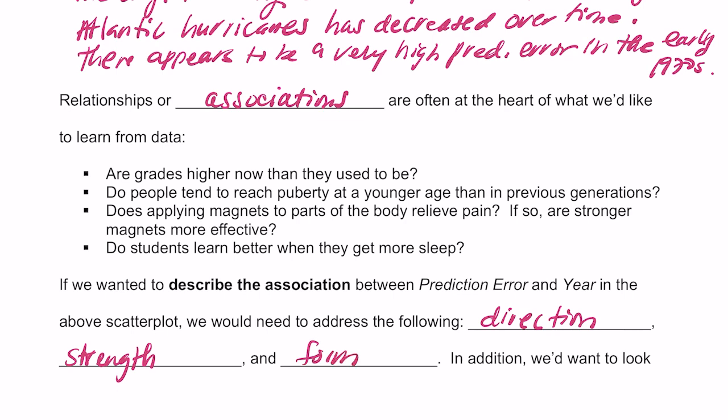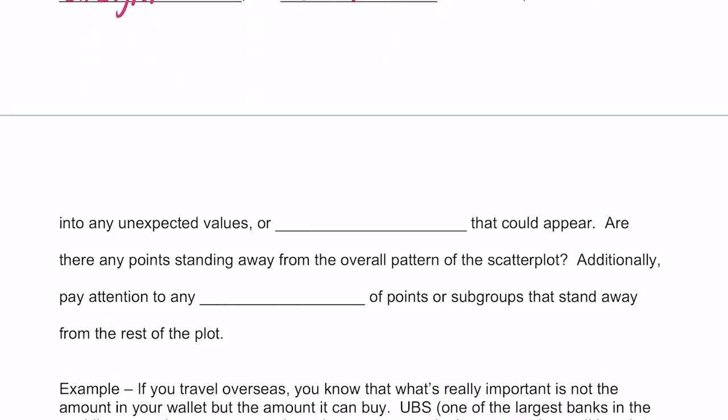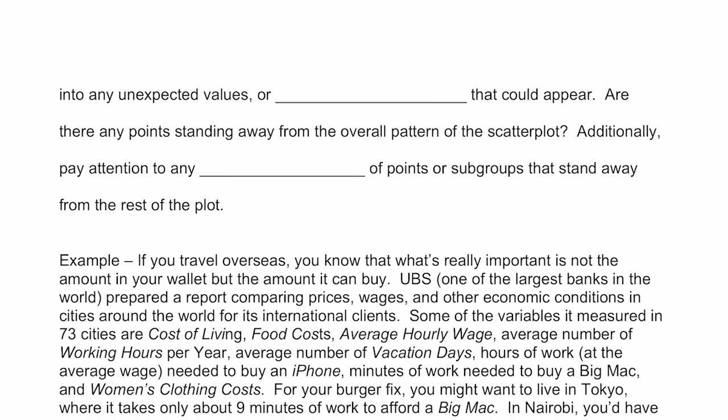And in addition, we also always want to pay attention to any unexpected values or potential outliers that could appear. Are there any points standing away from the overall pattern of the scatter plot? And additionally, pay attention to any clusters of points or subgroups that stand away from the rest of the plot.